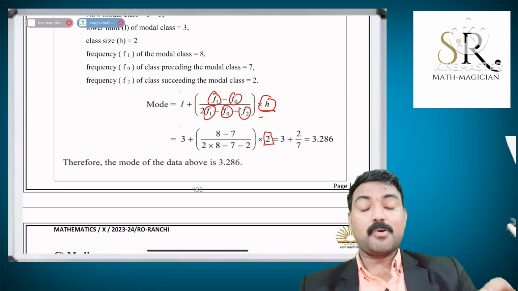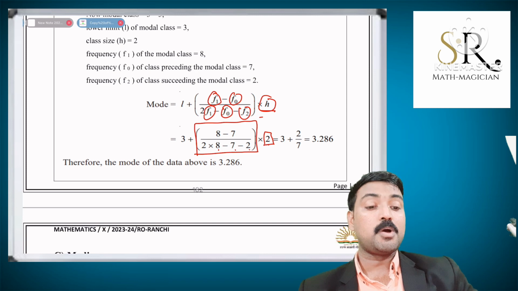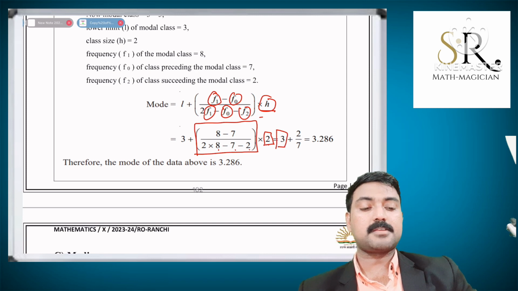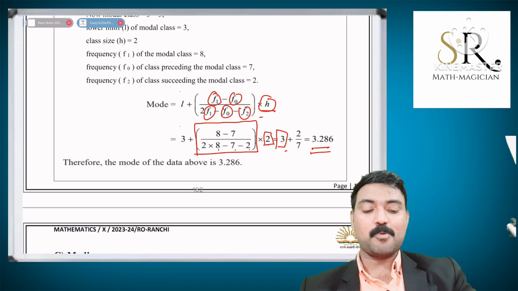Here it is very important. We have to do the calculation in this bracket at first. 8 minus 7, 2 into 8 minus 7 minus 2. After that we have to multiply with this 2. At last only we have to add this 3. So we get the answer 3.286. Be careful about the calculation so you can easily understand this mode.